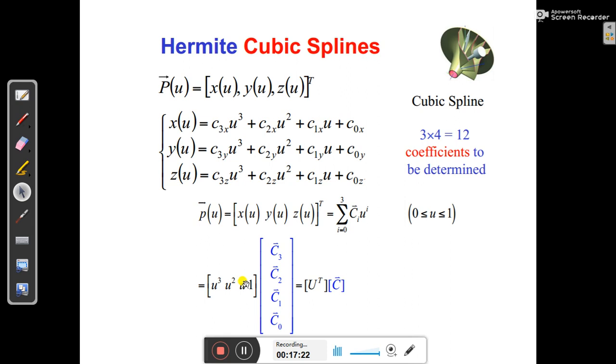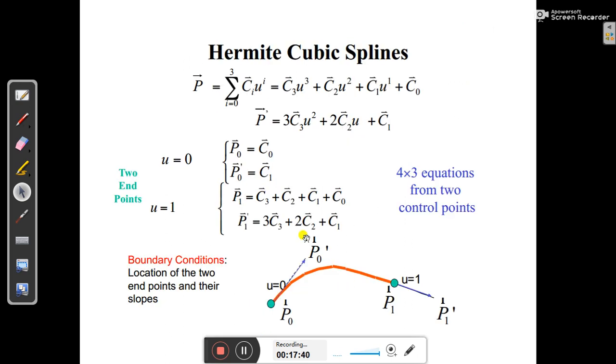So that equation can be converted this way: mu3, mu2, mu and 1 into this matrix, that gives this one. So here C becomes a vector, like parametric equations. So Hermite cubic splines. Here if mu equal to 0, P naught equal to C naught and P naught dash equal to C1. So 4 into 3 equations from 2 control points.